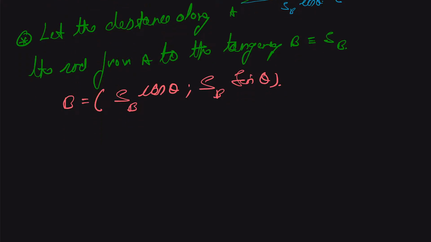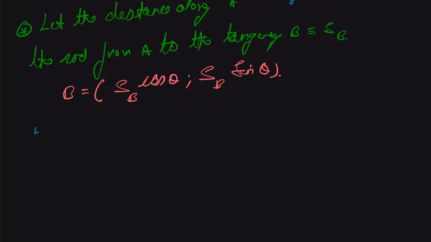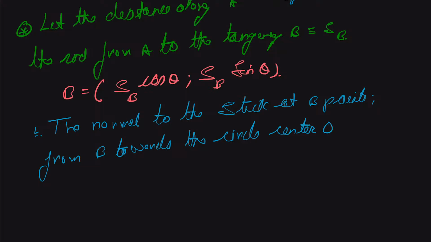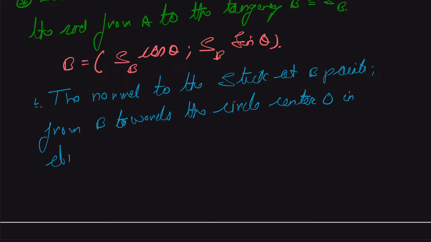Now we come to the normal part, where the center of the circle is given as O. Therefore, we can say the normal to the stick at B points from B towards the circle center O in direction, and the direction we can write as minus sine of theta and cos of theta.